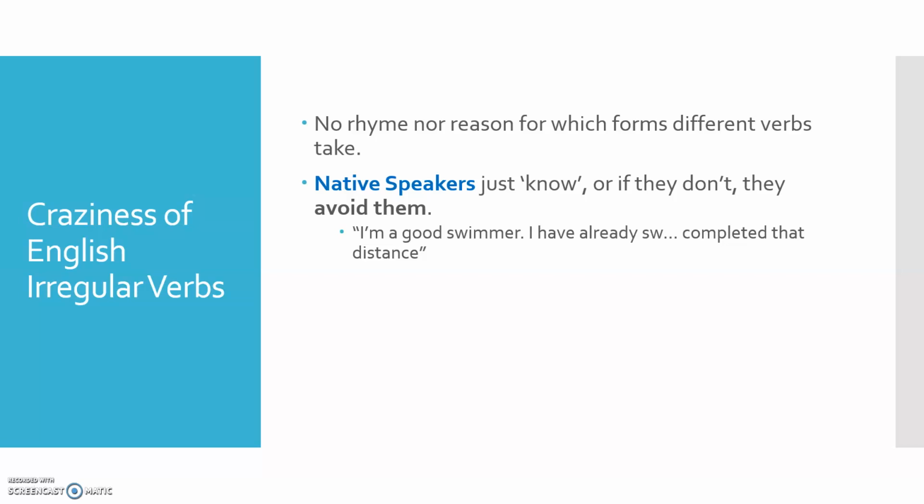Although not all native speakers will know all of the forms, in which case the native speaker will probably avoid it. So, for example, if a native speaker was talking and they said, "I'm a good swimmer, I've already swum," and they didn't know what the past participle form was, they might say, "I'm a good swimmer, I've already completed that distance," and they kind of talk around it and avoid it.